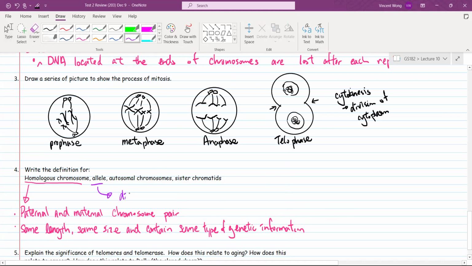Alleles, you should know what an allele is by now. They are different versions of a gene, big B, small b, right? Those are two different alleles. Of course, some alleles are dominant over the others. And the one that is being covered up, we call it recessive. Some alleles have incomplete dominant effects over each other. So in the end, you might get a blend of each allele, right?